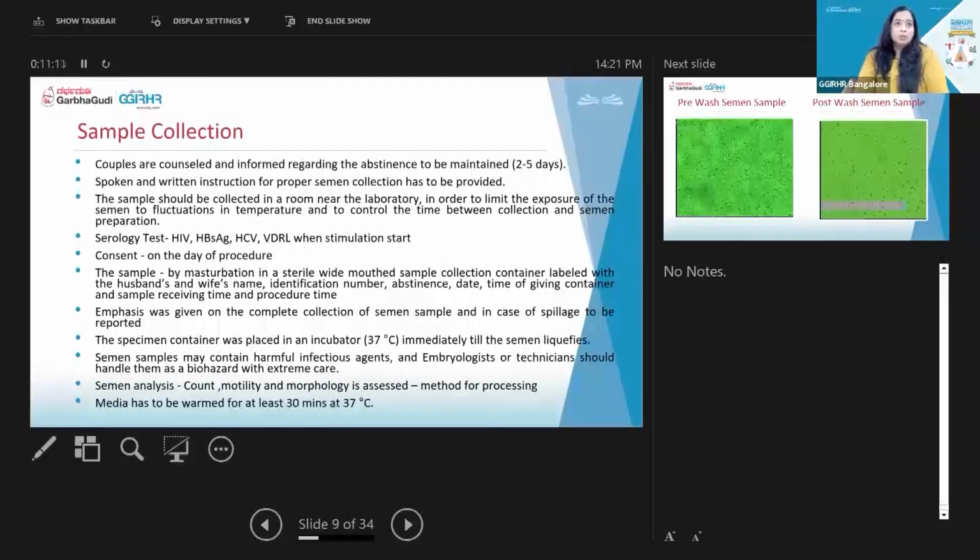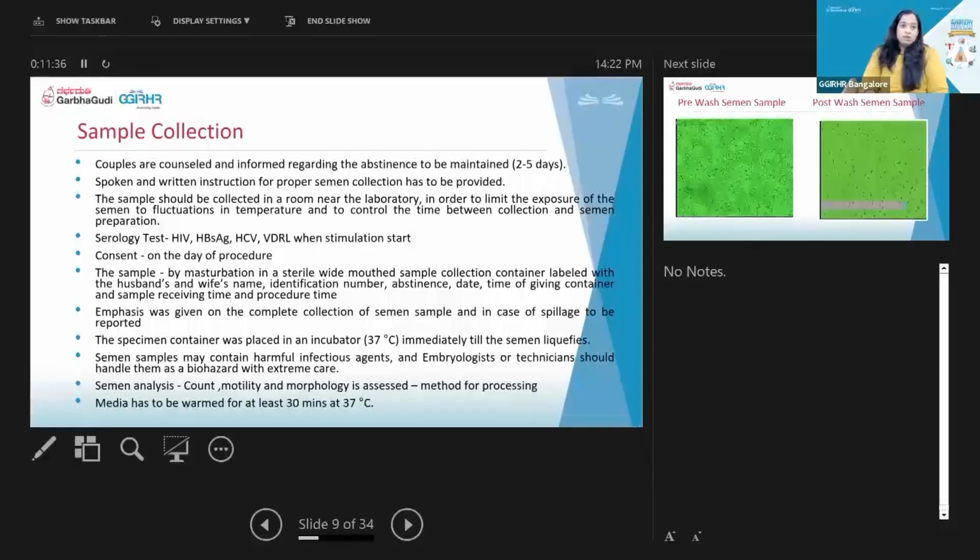The sample should be collected in a room very near to the laboratory, so that once after the collection, the sample can be immediately placed in the incubator, so the fluctuation of the temperature will not be there. And the patient should undergo serology tests, that is for HIV, hepatitis B, HCV, VDRL, and the consent has to be taken on the day of the procedure.